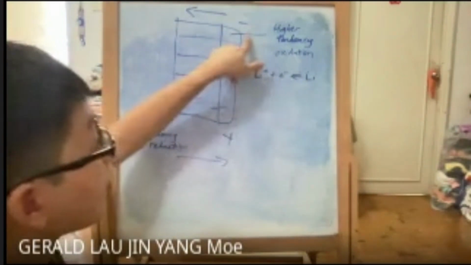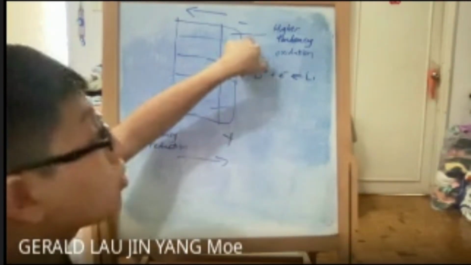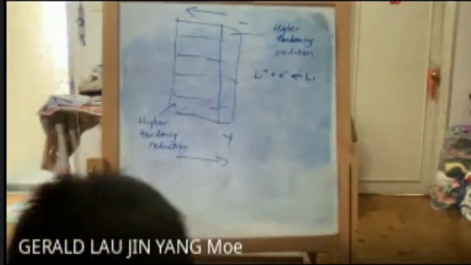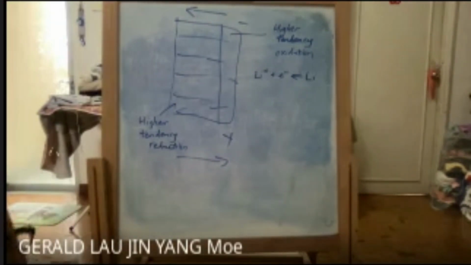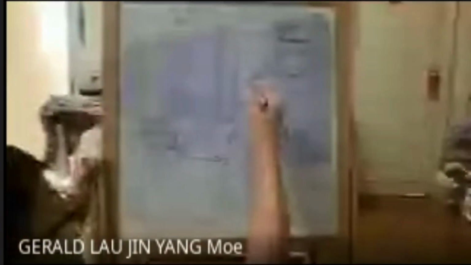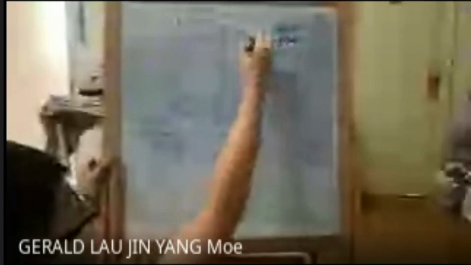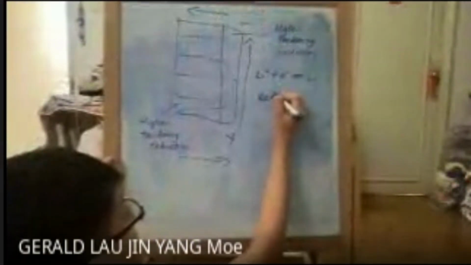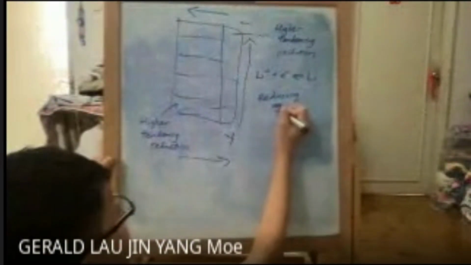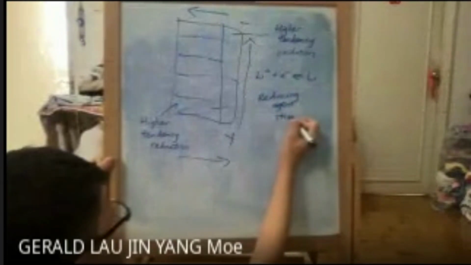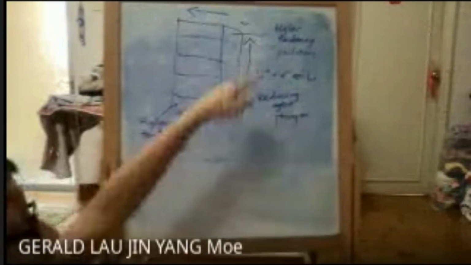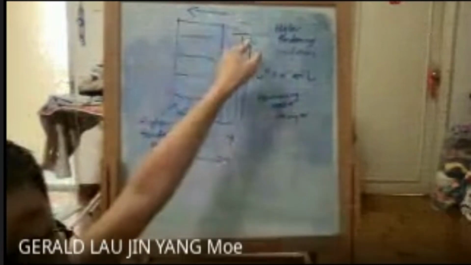Okay, higher tendency for oxidation can undergo oxidation. So what agent is this? Reducing agent. So here is higher tendency for oxidation. From bottom going up, the reducing agent gets stronger. Its role as the reducing agent is stronger because it has a higher tendency to oxidation, very easily oxidized.